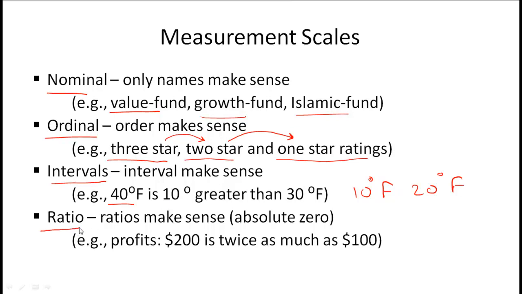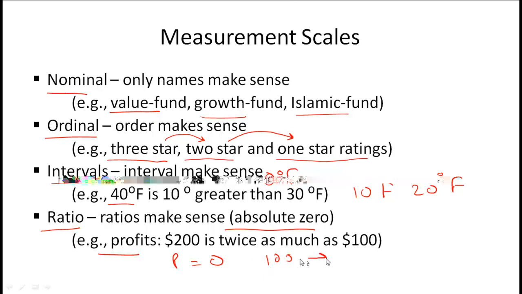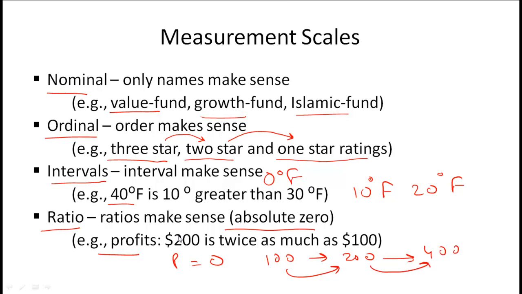And finally, we have a ratio scale where ratios also make sense. And the important part of a ratio scale is that there is an absolute zero. Note that 0 degrees Fahrenheit does not mean that there is no temperature. But when you come to a ratio scale, and let's say we are talking about profits, if profit is equal to 0, that means there is no profit, and hence we can easily work with ratios. So if profits go from 100 to 200, profits double. Similarly, if we go from 200 to 400, then here again profits double. So the core point with ratio scales is that ratios make sense, and also that there is an absolute zero.